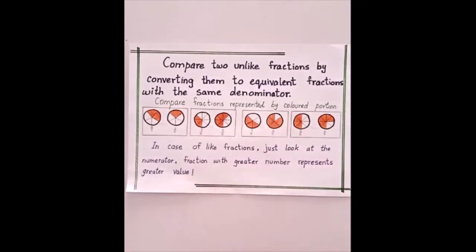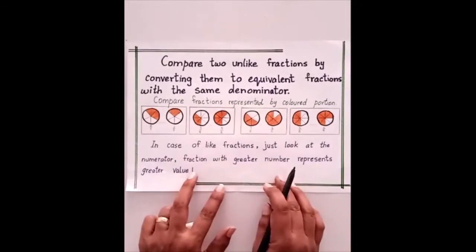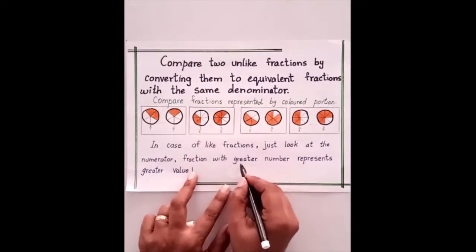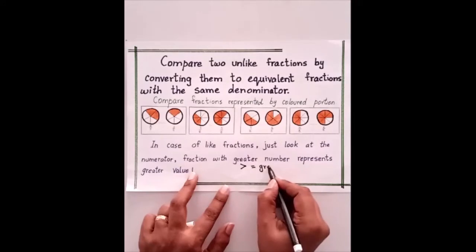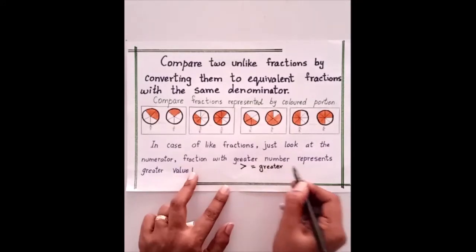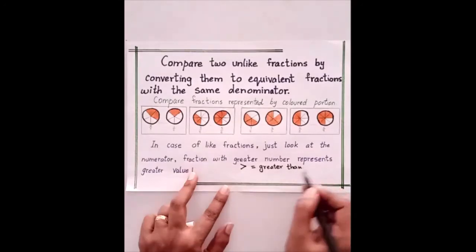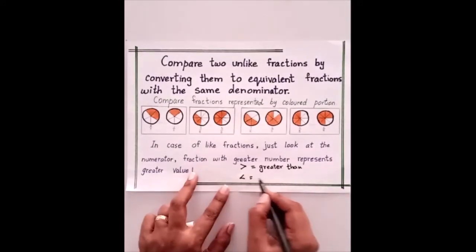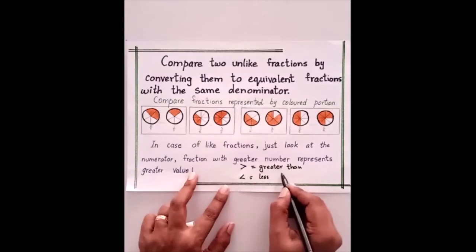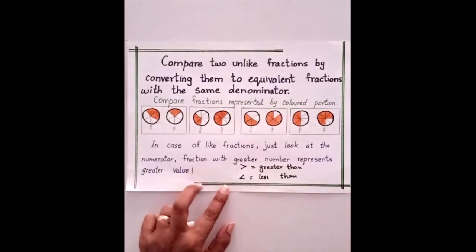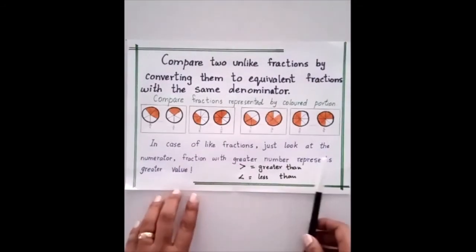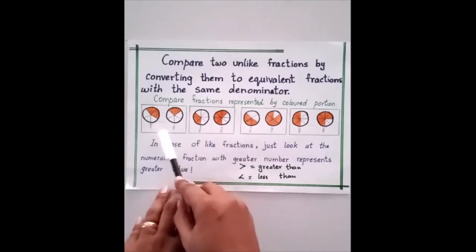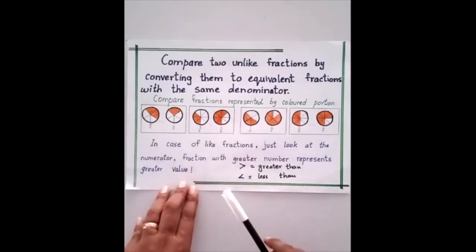Mind it, students, I am writing the signs here. This sign is for greater than, and this side sign is called less than. In the case of like fractions, students, look at the numerator. These are the like fractions now. You see here, these are the like fractions. The fraction with the greater numerator represents the greater value.